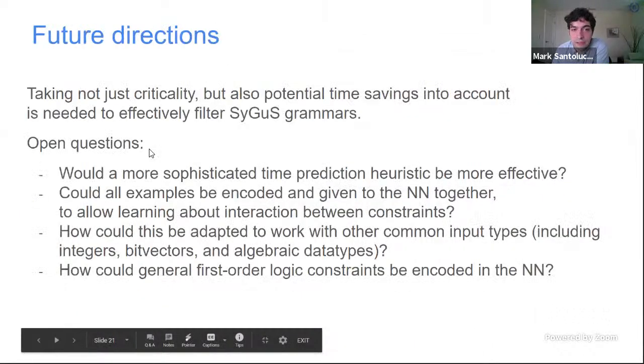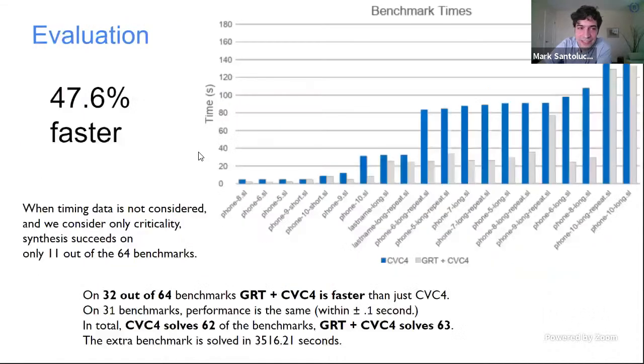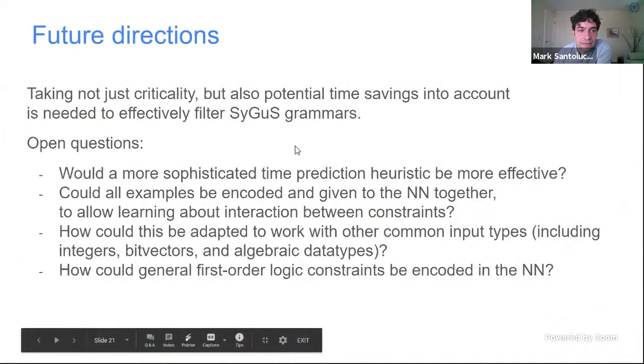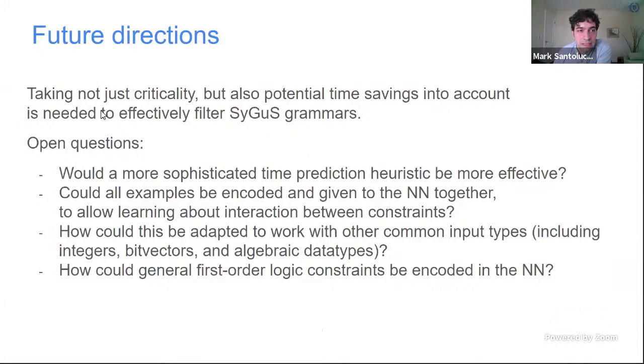So there's a lot of really interesting future directions. You might look at this and say 46% faster. Oh, maybe we're done. That's as good as machine learning is going to get. But I think there's a lot of space here. The key insight so far is just that we need to account for not only the criticality, but the time savings. But if we're looking more generally, maybe there's some more sophisticated time prediction heuristics.